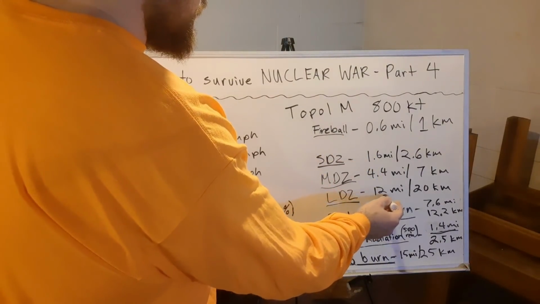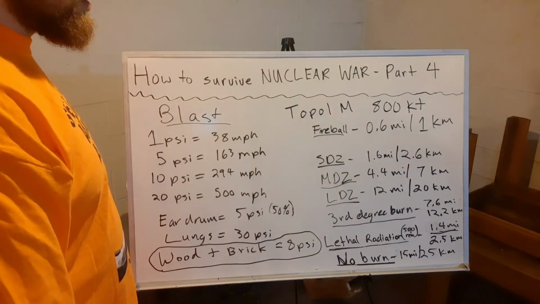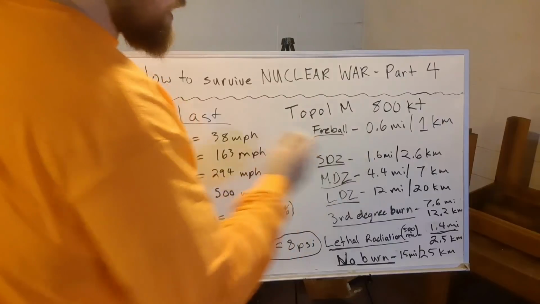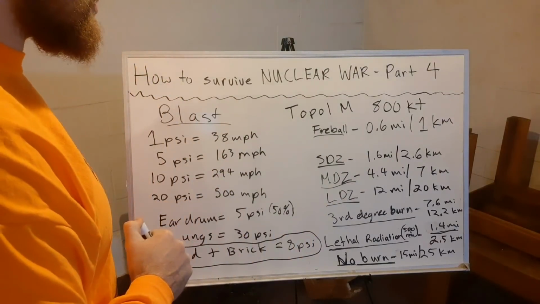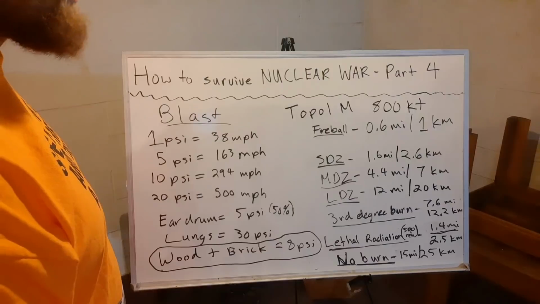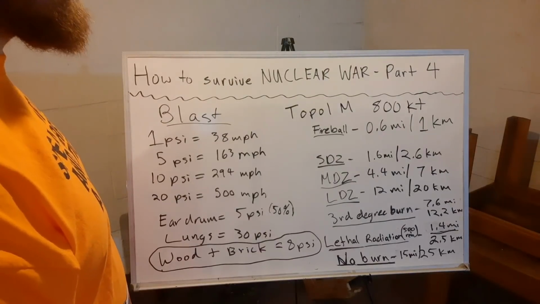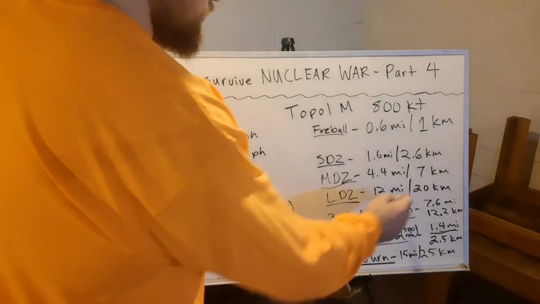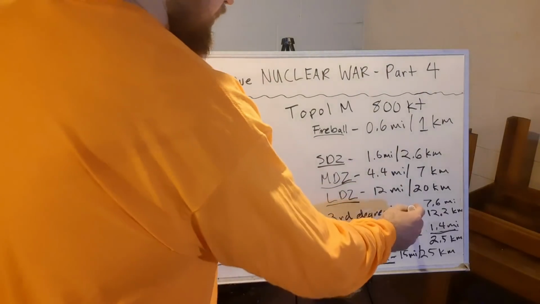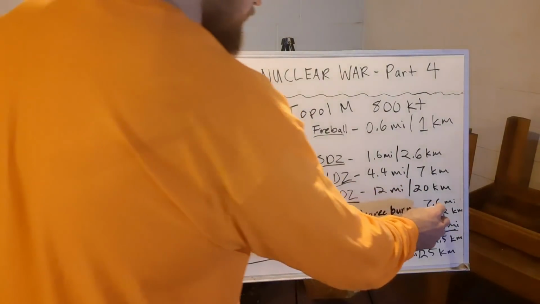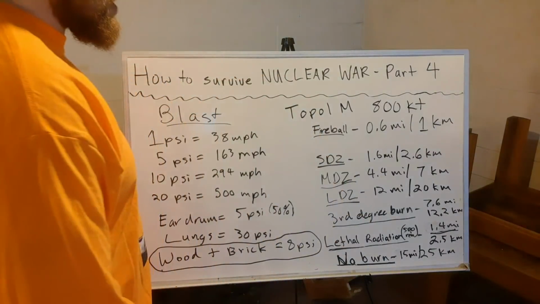The light damage zone is only 12 miles now, all right? That's not that far. The moderate damage zone is only 4.5 miles away, okay? So that's easy to traverse. 5 miles, you could cover that distance quickly if you have a car, okay? Light damage zone, 12 miles or 20 kilometers. Third degree burns, 7.6 miles or 12.2 kilometers, okay?